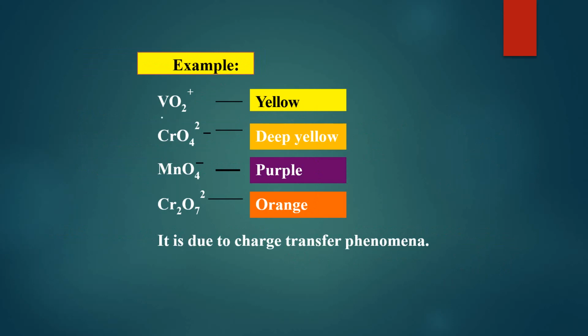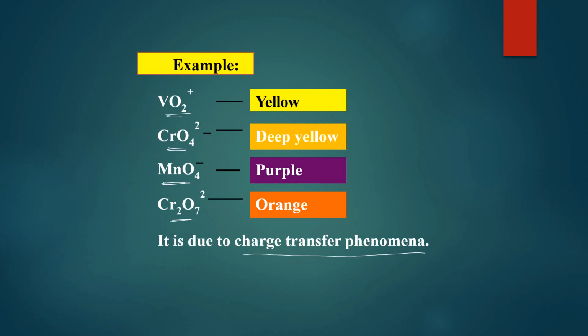Then VO2 plus, the color of this compound is yellow, and CrO4 2 minus, the color is deep yellow. MnO4 minus, the color is purple. Cr2O7 2 minus, the color is orange. So these are all due to the charge transfer phenomenon. What is the charge transfer phenomenon? That is, the ligands transfer their charge to the central metal atom. No need to get into it deeper. You just remember that due to the presence of unpaired electrons, these are all colored.